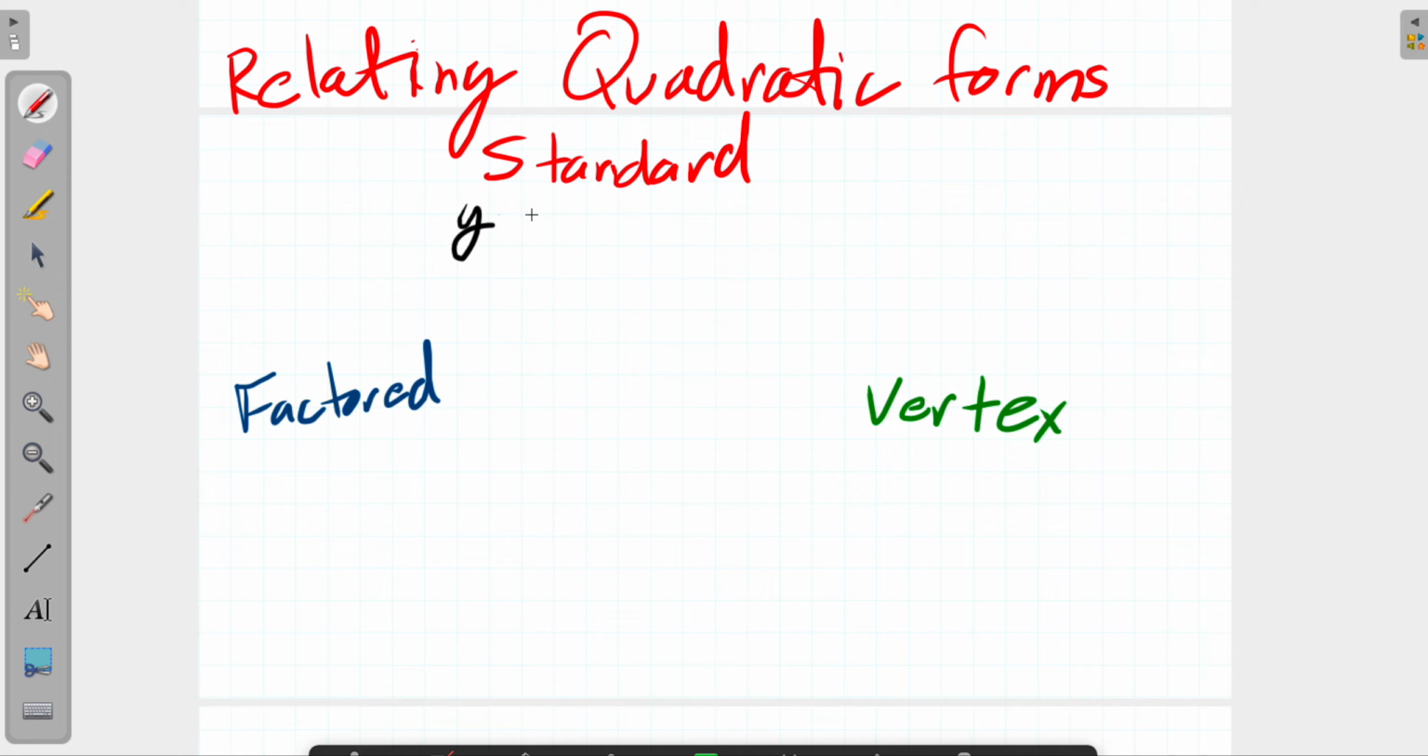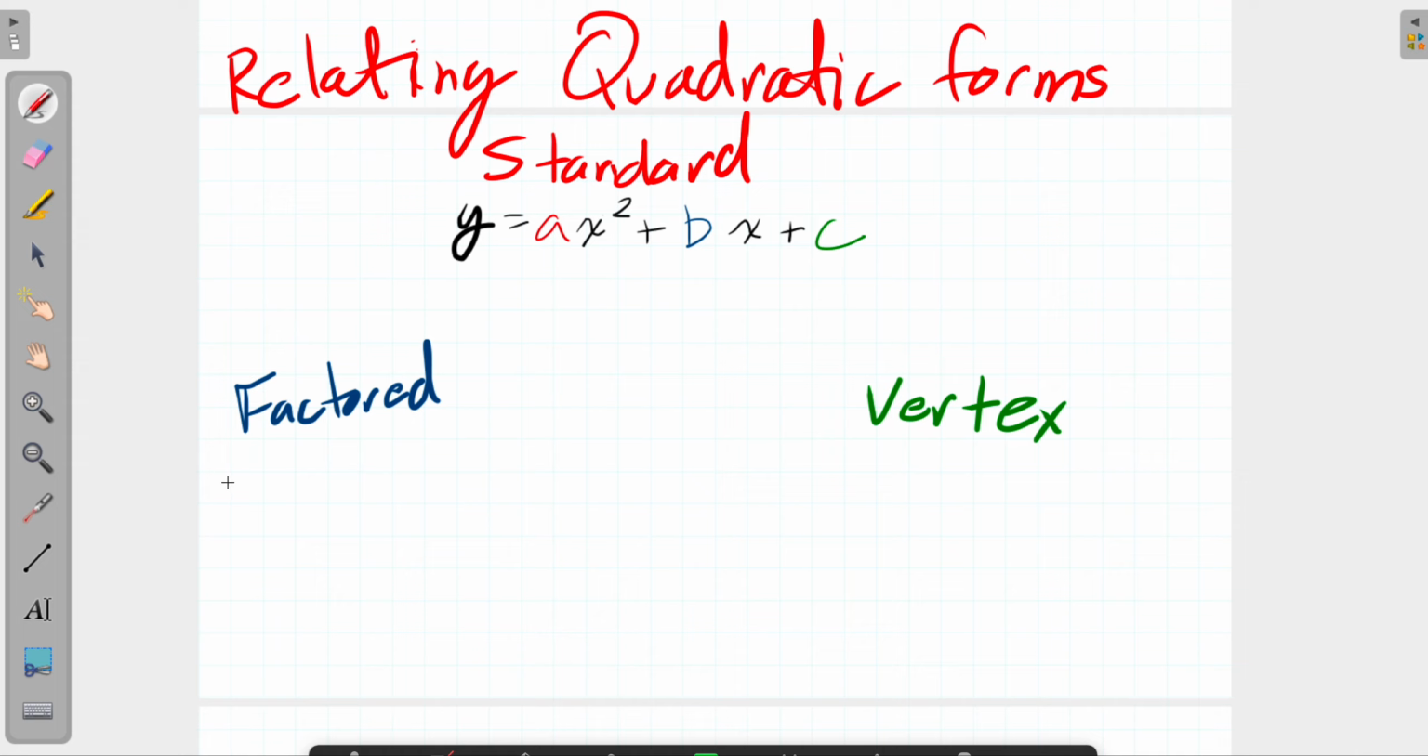y is equal to ax squared plus bx plus c. I'll write those letters in. The letters here are kind of important because there is a bit of a relationship between them. Each of them represents something different graphically or a different relationship.